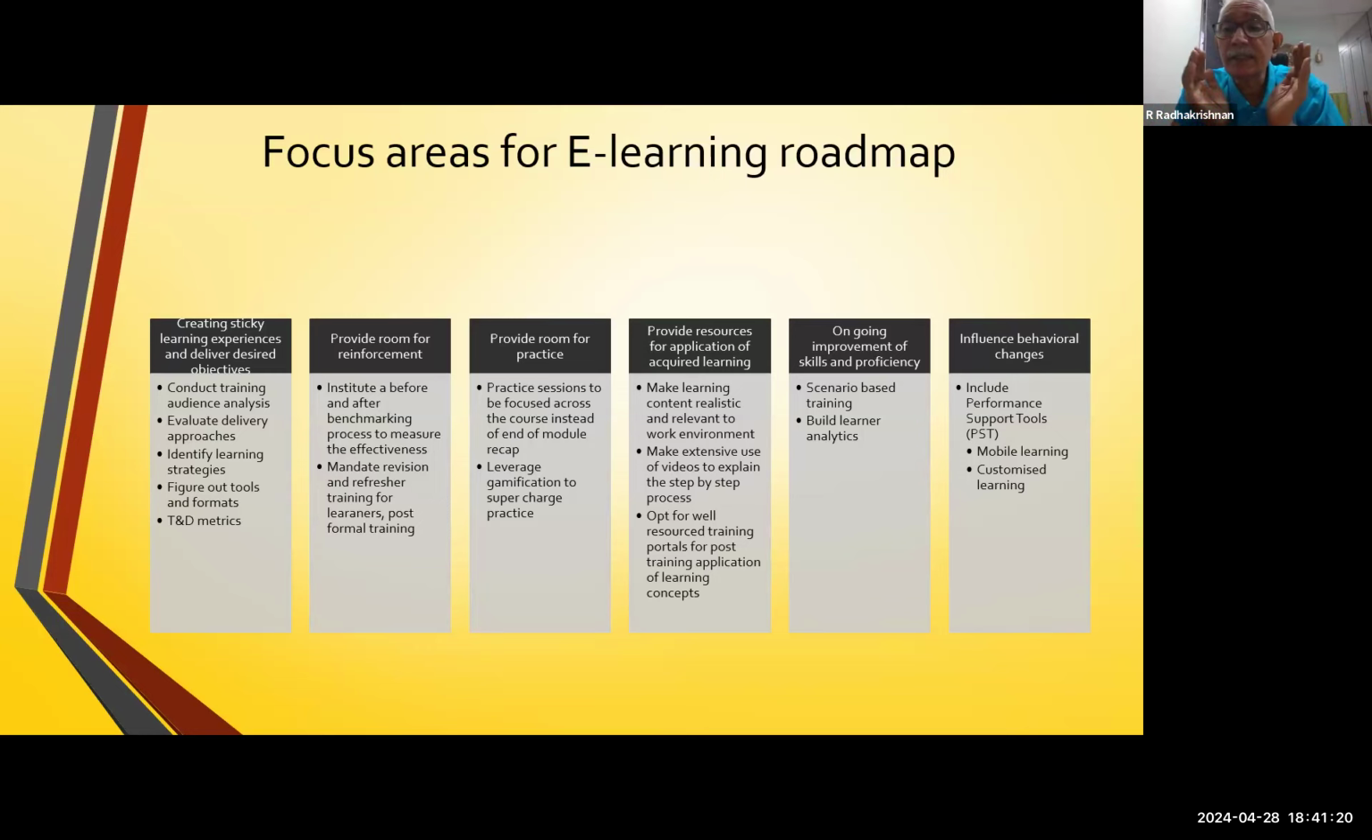And there, scenario-based training and building learning analytics. Learner analytics is very, very important. And then influence behavioral changes. In fact, what you need to do is provide customized learning, mobile learning, and performance support tools, and all the things you need to provide so that the behavioral changes towards e-learning are influenced.